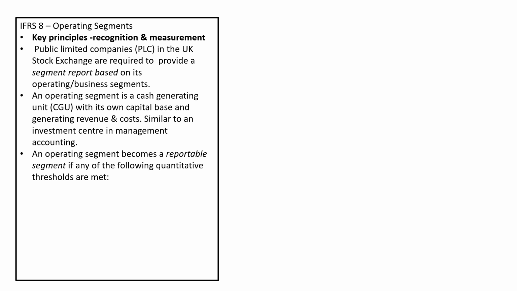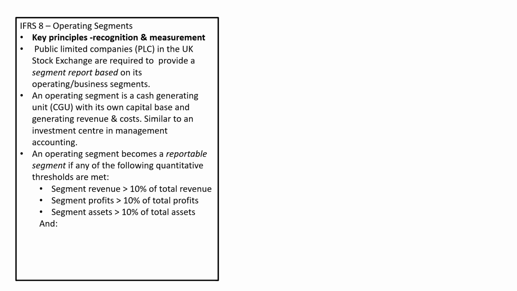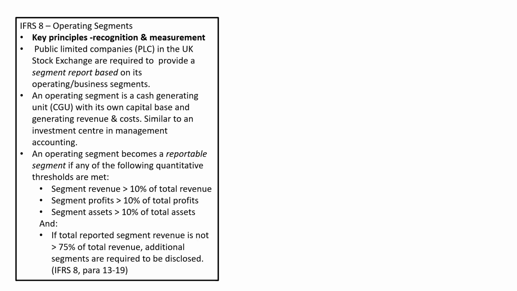An operating segment becomes a reportable segment if any of the following quantitative thresholds are met. The segment revenue is greater than 10% of total revenue. The segment profit is greater than 10% of total profit. And segment assets are greater than 10% of total assets. And if total reported segment revenue is not greater than 75% of total revenue, additional segments are required to be disclosed.